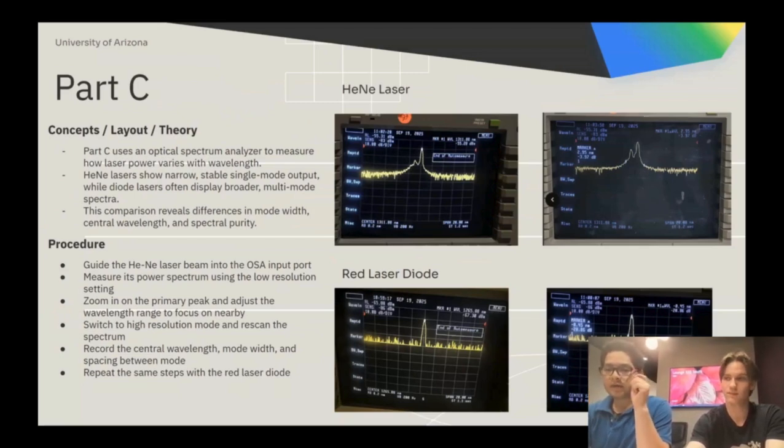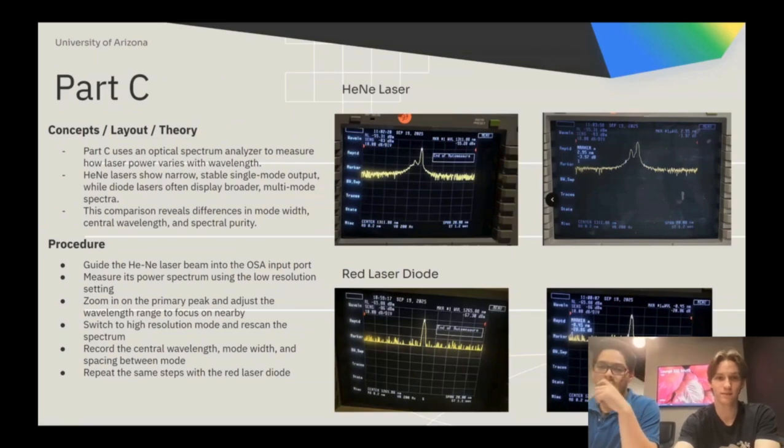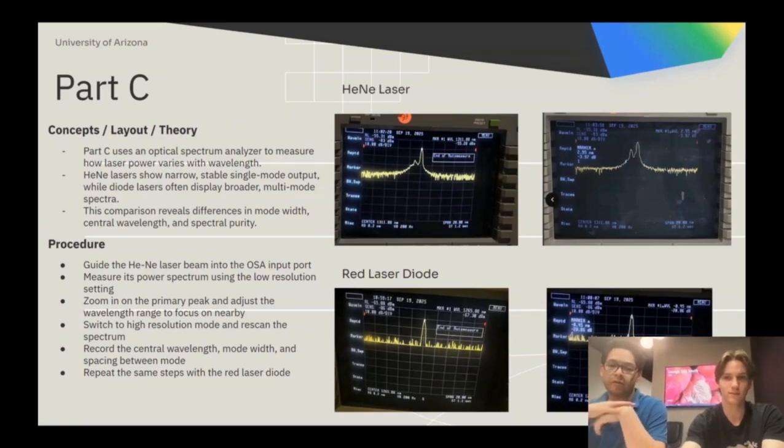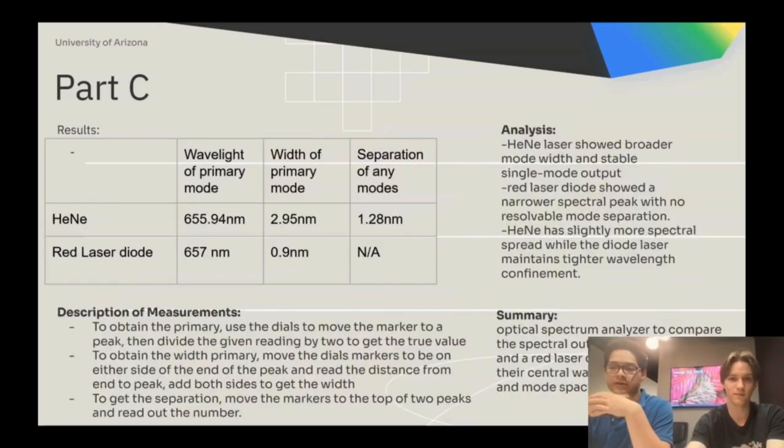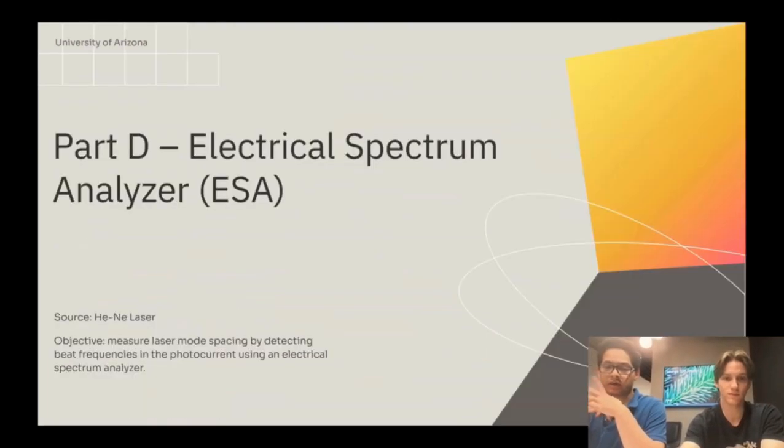For the peak to peak, we got 2. From the peak, we only got 1 because there's no other peak to compare for the red laser diode. And here are my results backing up what I said earlier. Pause the video if you want to take a look.